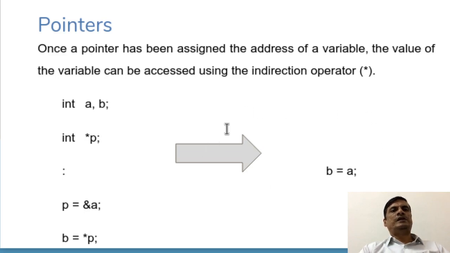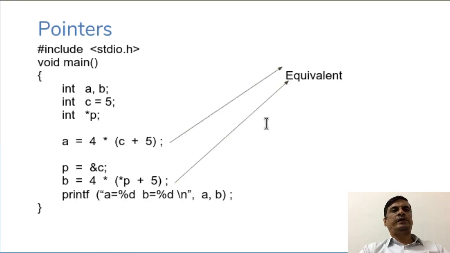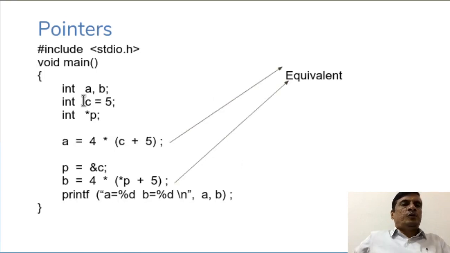So this is another clarity that you must have in your mind when you make use of pointer variables. Say here in this simple C program you have the integer variables a, b, and c of integer type with value 5, and you have declared p as a pointer variable which points to the type integer. Here you have two instructions: one, a equal to 4 into c plus 5, and another one where you assign the address of c to p.